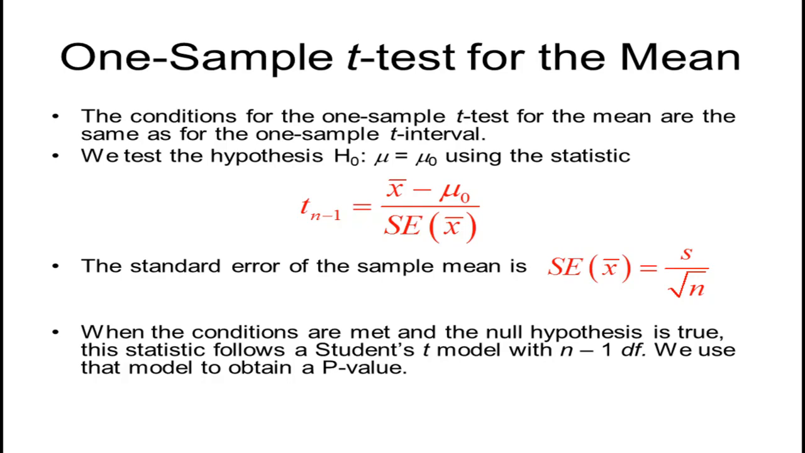We test the null hypothesis that mu, the population mean, is equal to some number, using the statistic t sub n minus 1, where n minus 1 is the degrees of freedom, equal to the sample mean x bar minus mu sub 0, which is the hypothesized population mean, over the standard error of the sample mean. Now the standard error of the sample mean is s over the square root of n. When the conditions are met and the null hypothesis is true, this statistic follows a Student's t-model with n-1 degrees of freedom. We use that model to obtain a p-value.